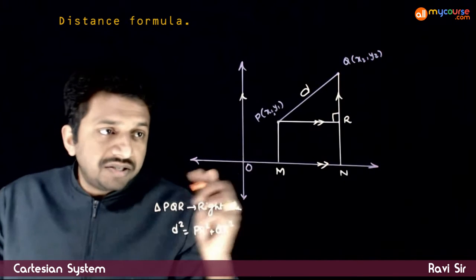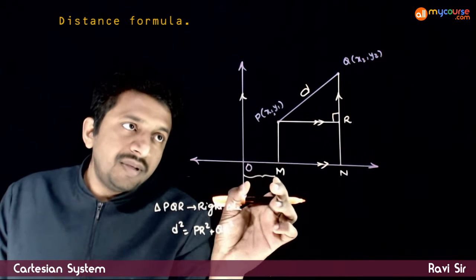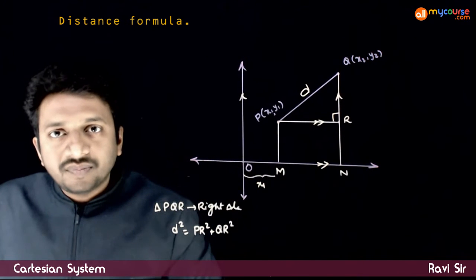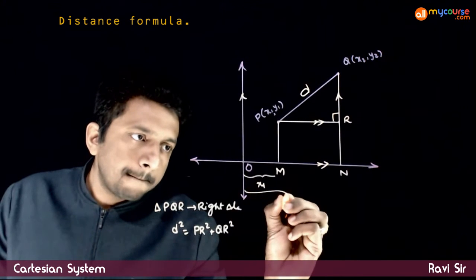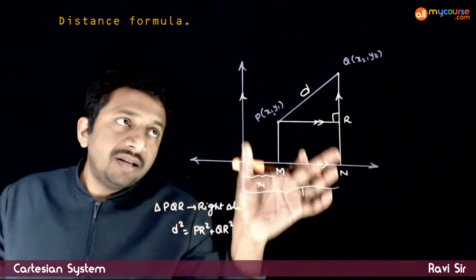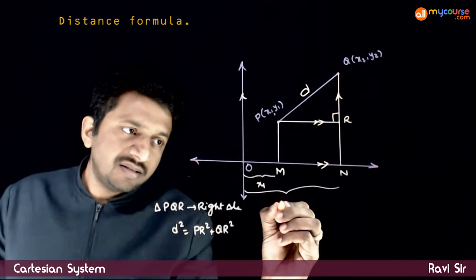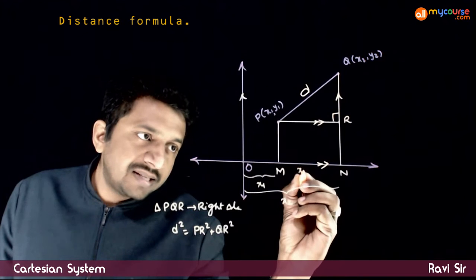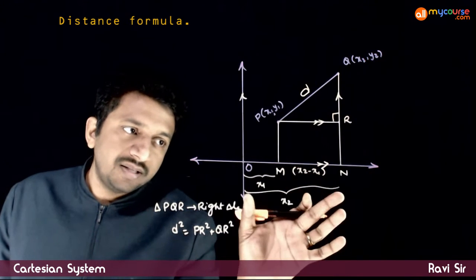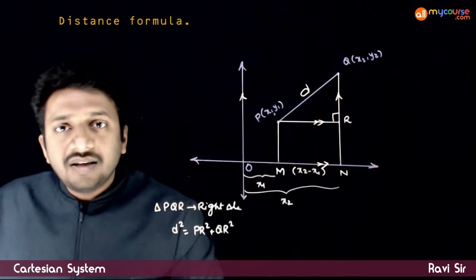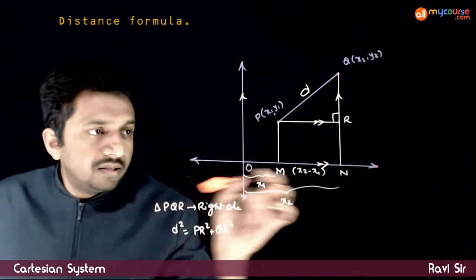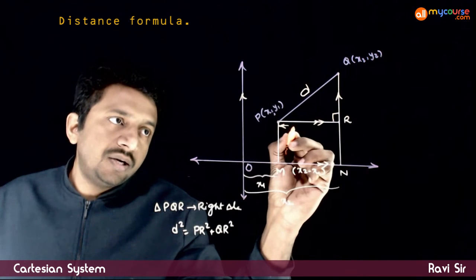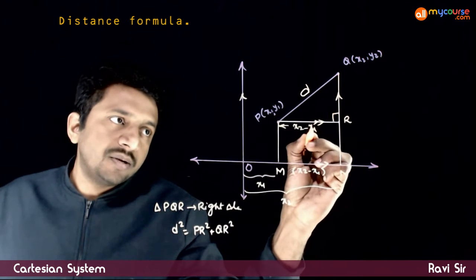Yes. Now as you can see, what is OM? OM is nothing but the distance of P from y-axis, which is x1. And what is ON? ON is nothing but the distance of point Q from y-axis, which is x2. So what is MN? MN is x2 minus x1. This is x2, this is x1. So this is x2 minus x1. So if this is x2 minus x1, PR is also equal to x2 minus x1, right?